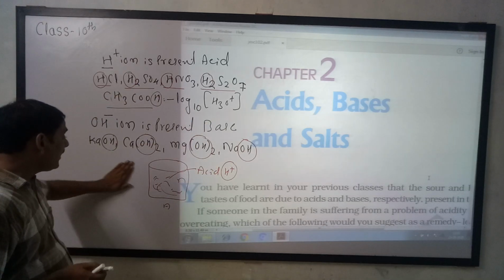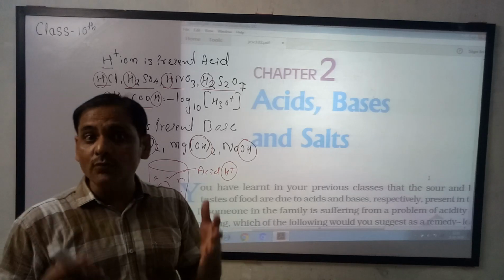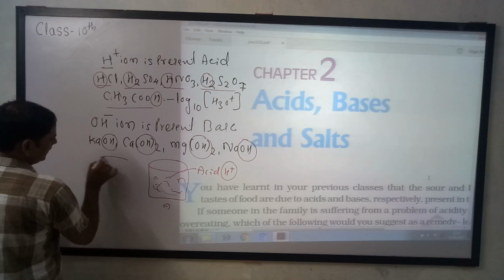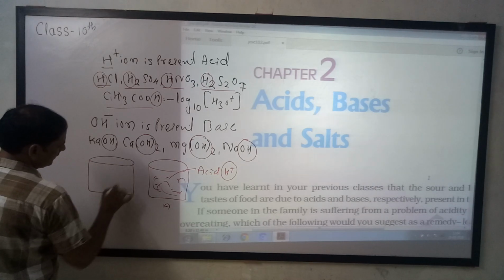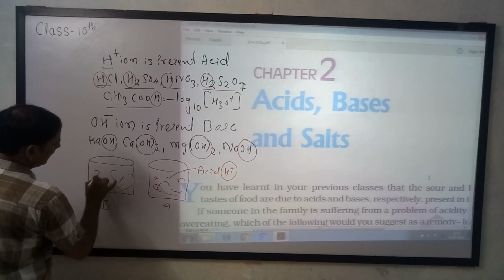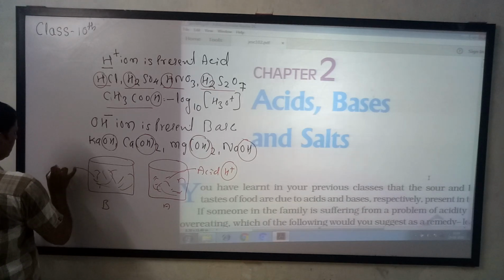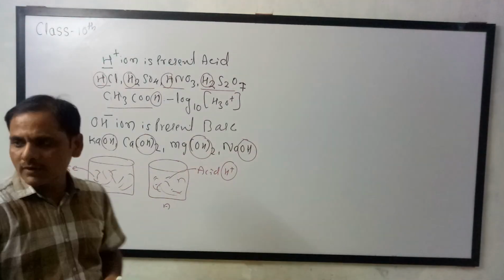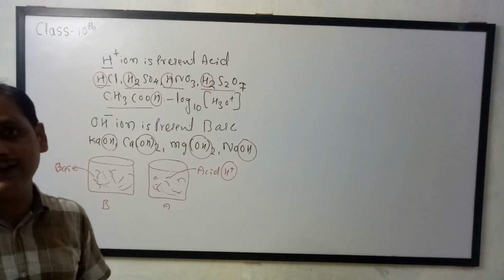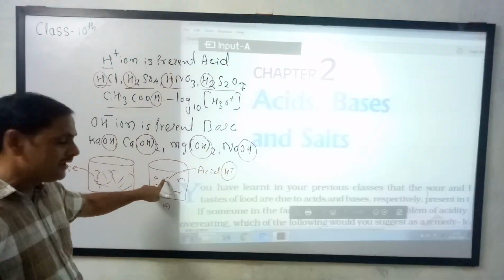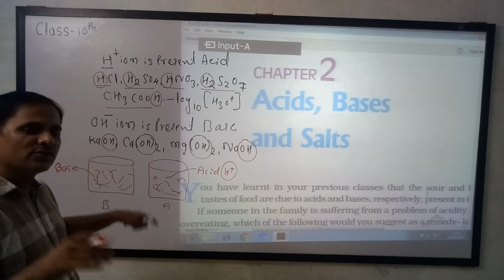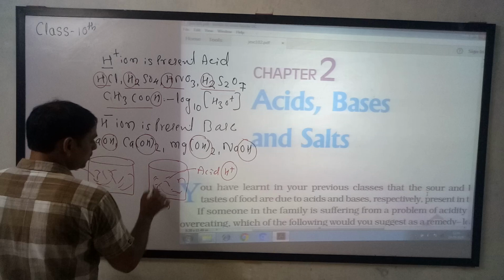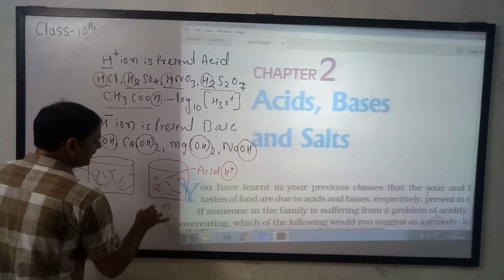So how can you identify that this substance is acidic? We use different types of indicators, right? Suppose we take another beaker, beaker B, and here we use a base. Here is the acid and here is the base. So how can you identify beaker A and beaker B? We use different types of indicators. Indicator means what? Suppose we use two types of indicators, just like a litmus paper.